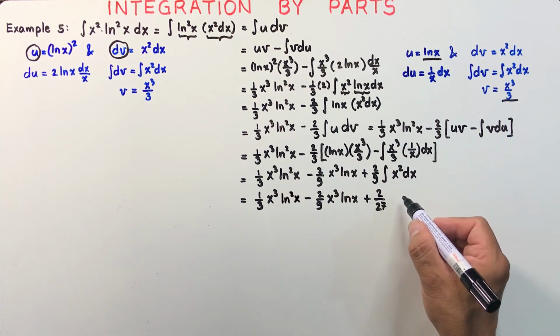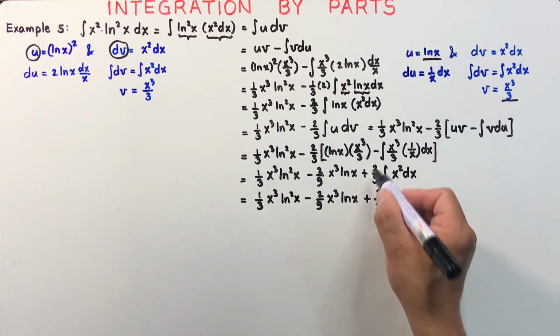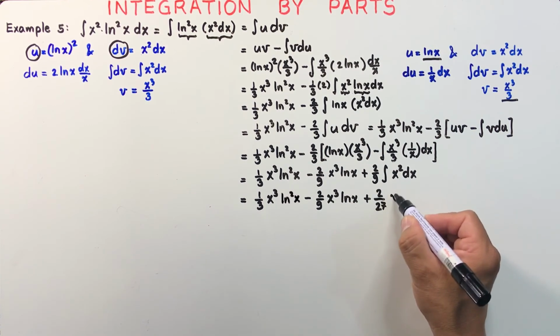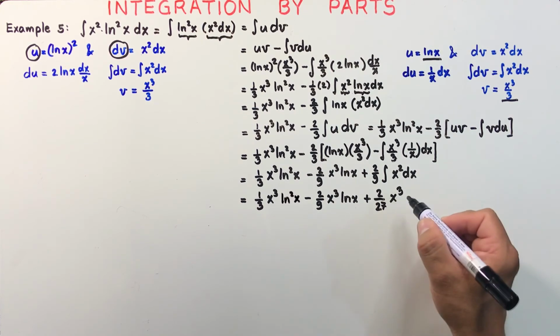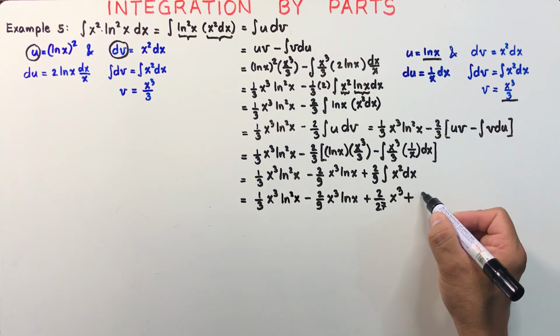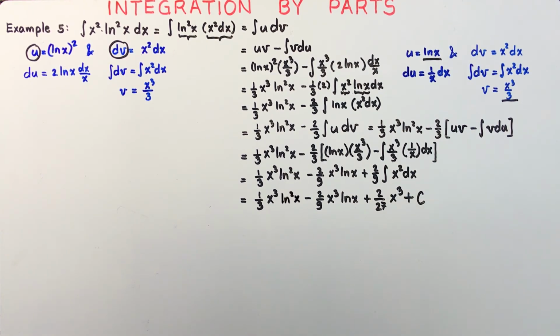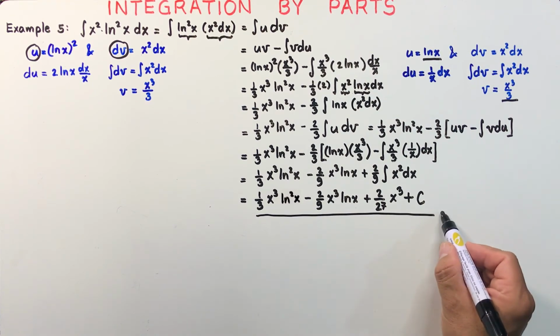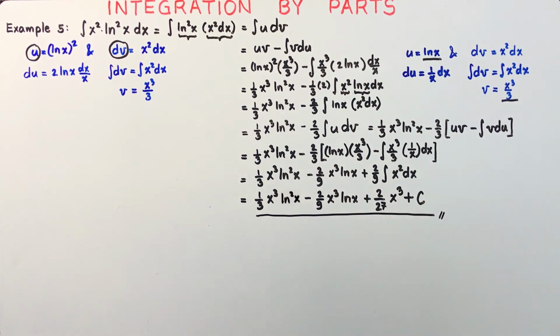So the denominator of 3 when multiplied to 2 over 9 becomes 2 over 27. And this will be multiplied by x cubed, which is the integral of that. And this will be added to the constant of integration, c. So this is our answer for this example number 5.